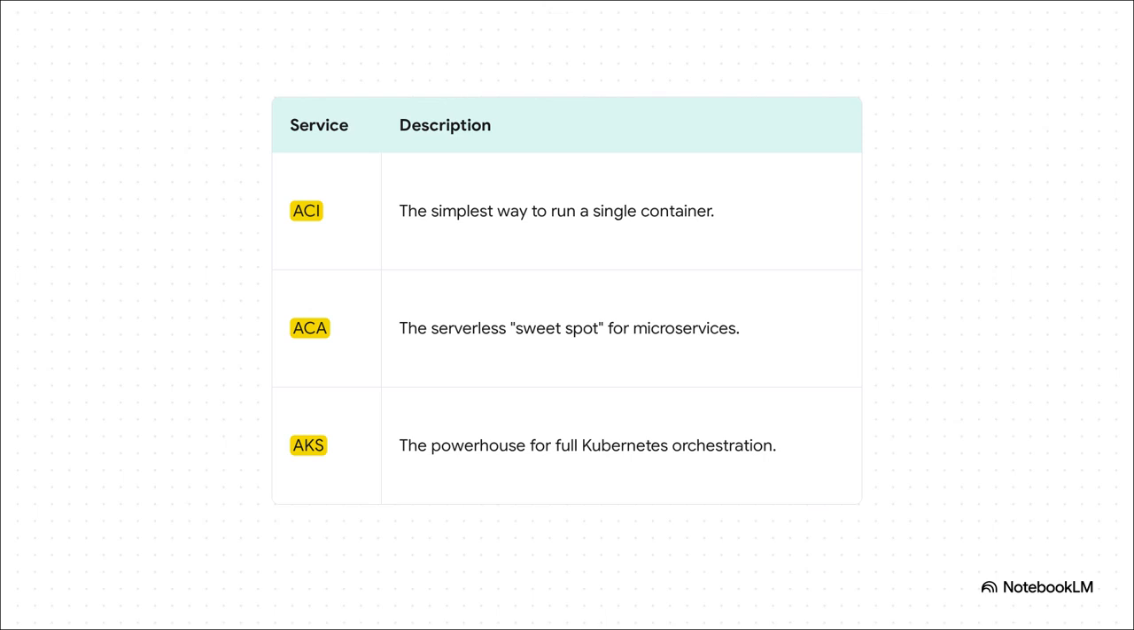Before we get too deep in the weeds, let's just start with a simple cheat sheet, a really quick way to frame this. Think of ACI as the simplest way to run just one container. ACA, that's your serverless sweet spot, pretty much perfect for microservices. And AKS, well, that's the full-blown powerhouse for complete Kubernetes orchestration. Now let's unpack what that actually means.